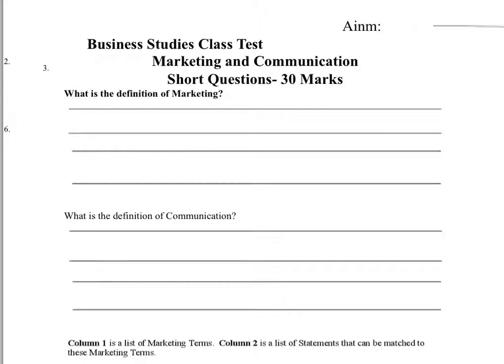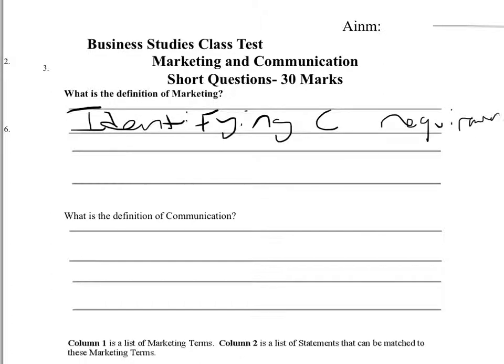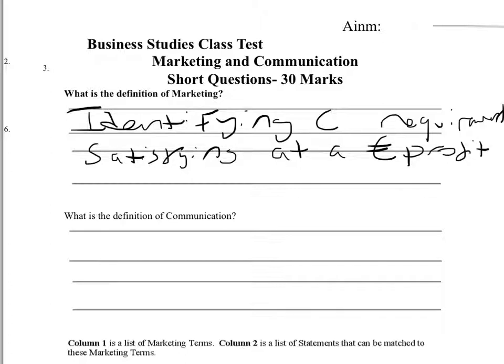So if we start with the first question, which is what is the definition of marketing, what you need to say is that it is about identifying the consumer requirements and then satisfying these requirements at, say, a profit. Remember, businesses get into marketing in order to identify the requirements of their customers, in other words, what they want, what are their needs, and then try and come up with a way of satisfying their requirements at a profit.